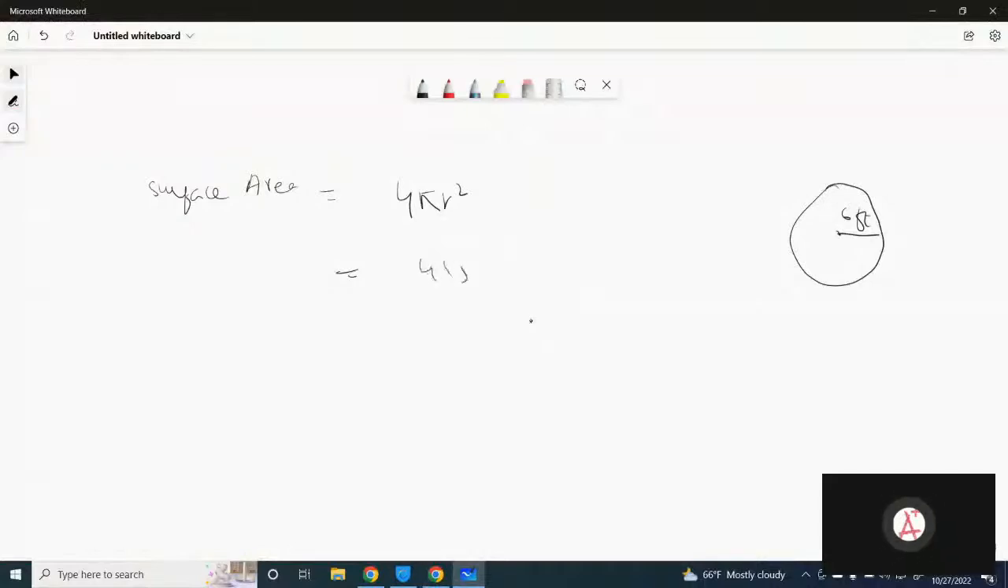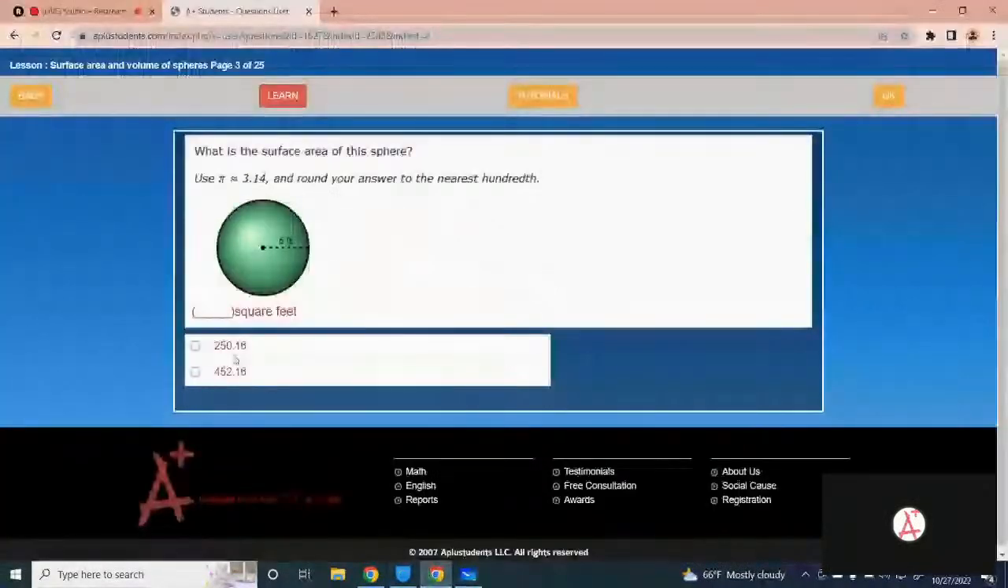It would be 4 times 3.14 and r is 6 square. So 36 times that, it is 452.16. Got it? So just select the correct option, then click on the OK button. It should be 452.16.